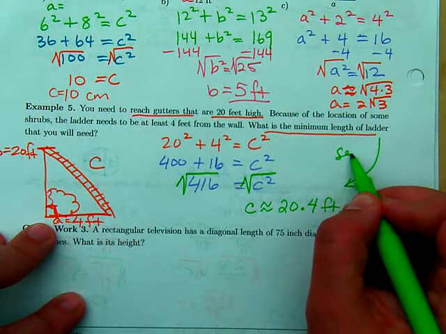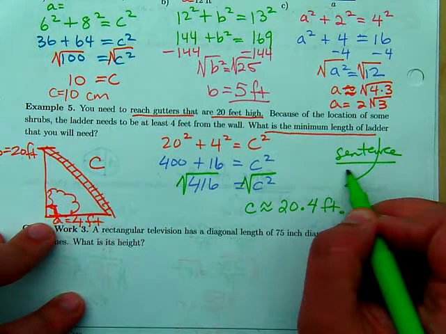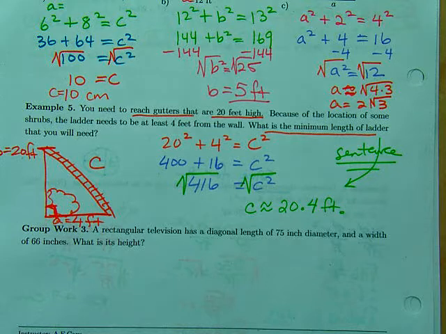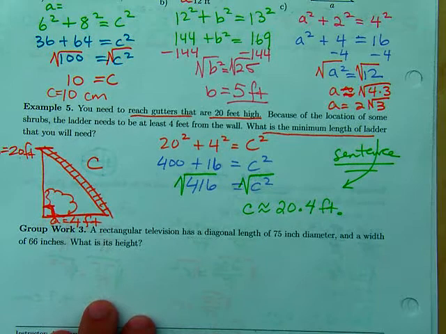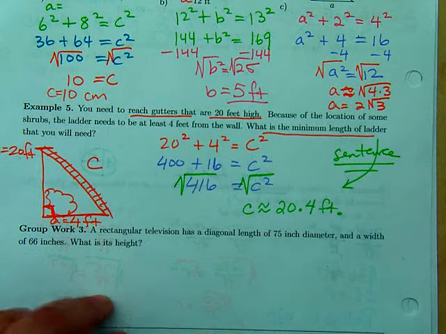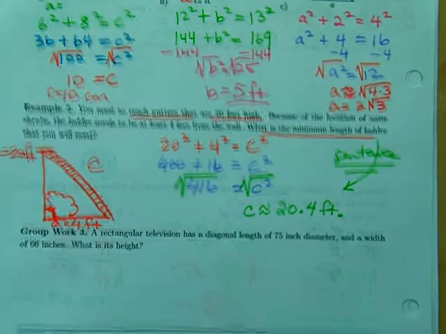It's always best, when you have a word problem, to write it out in a sentence. Sentence answers are requested and appreciated. So I'm not modeling it very well by just writing it, but you know what I mean. The minimum height of the ladder should be 20.4 feet.